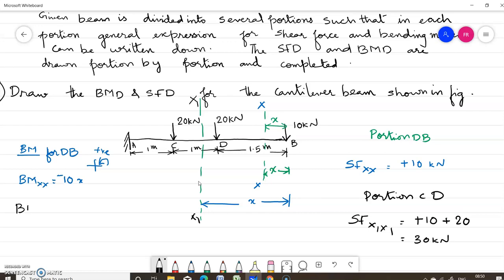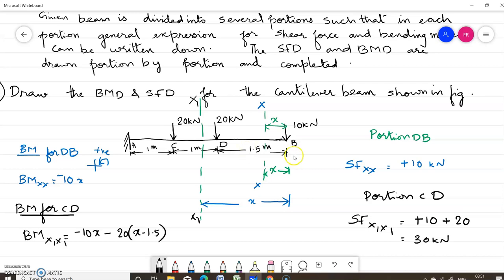Now let us write the bending moment for CD. What is the bending moment of the 10 kilonewton load about the section line? Right clockwise is negative, so bending moment at X1 is equal to minus 10 into x. Now what is the moment of this 20 kilonewton about the section line X1? It is 20 into (x minus 1.5). It is also clockwise, so minus 20 into (x minus 1.5).